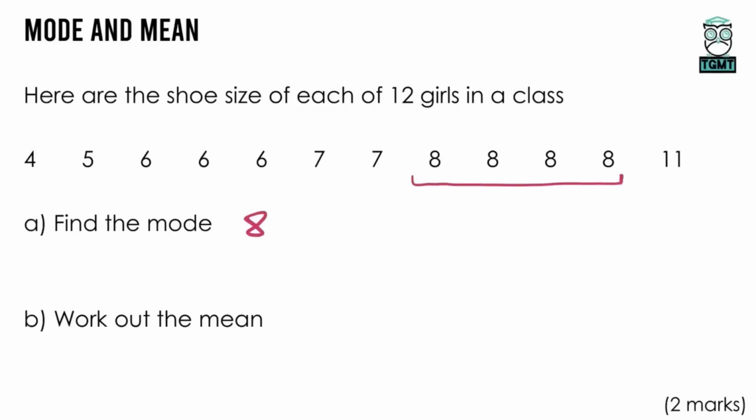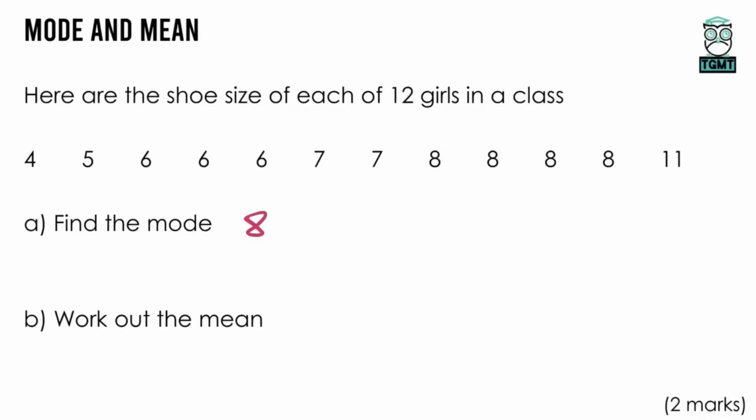If the numbers are not in size order, it's always good practice to put them into size order just to help with other averages as well. Of course, we can see the range more clearly, the distance between the smallest and biggest, and we can see the median more clearly, which is the middle number.